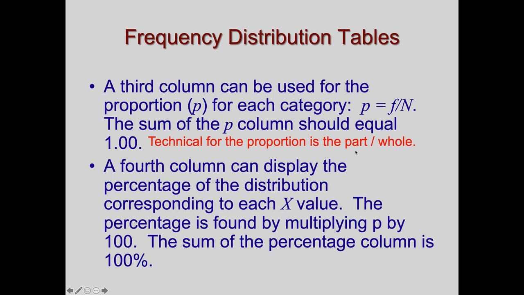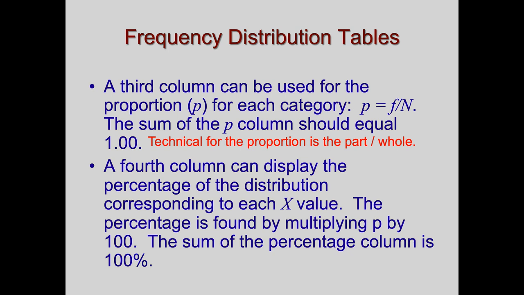This is a bunch of technical talk for the proportion, which is the part over the whole. And that goes back to elementary school percents. The proportion, P, is the specific frequency, like there were 4 15s, 0 16s, and 1 17, out of the total number of them. So the proportion for the 15s would be 4 out of, I think there were 18 scores, so 4 out of 18. For the 16s, it would be 0 out of 18. For the 17s, it would be 1 out of 18.